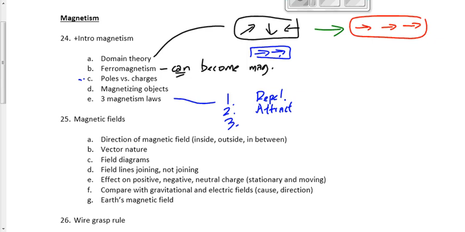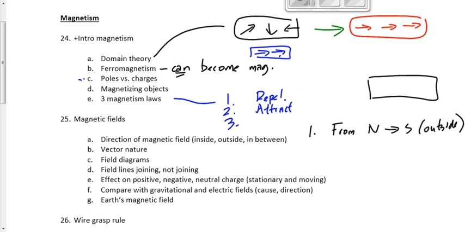The magnetic field, again, is this region in which a magnetic force could be experienced. Here it goes from north to south. That's, by the way, from north to south outside of a magnet. Which way does it go inside of a magnet? South to north, right? Yeah, it's like this. Here's your magnetic field outside from north to south, but inside it goes from south to north.